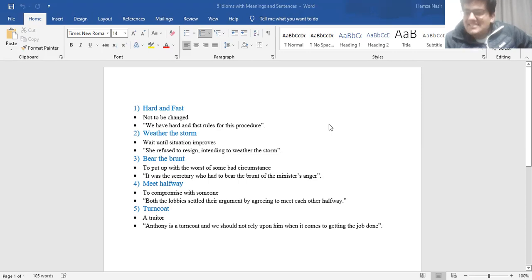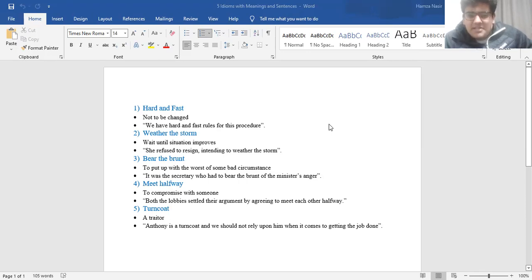Now, how do we make a sentence out of it? Both the lobbies settled their argument by agreeing to meet each other halfway. Okay, so that means to compromise with someone.